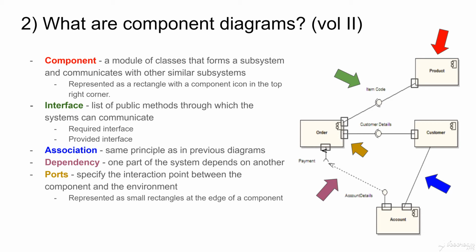The relationships we're already familiar with also apply here. For example, the blue arrow points to an association between the customer and his account. We can also see a dependency relationship indicated with the purple arrow that connects the provided account details to the required payment. And finally, we have ports, which are used to specify the interaction points between the component and the surrounding environment. For example, we can see 3 ports on the order component, one of which is indicated by the yellowish arrow. One port is used for receiving the item code, another one for receiving customer details, and the third one for receiving account details.